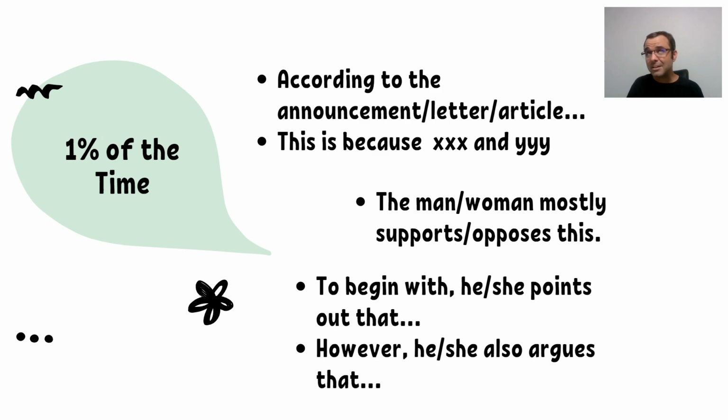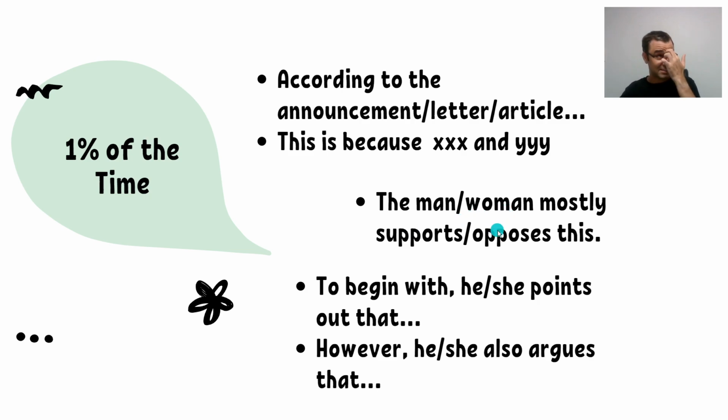Now, 1% of the time, you might get what we call a mixed opinion question. And in this case, the template is a little tiny bit different. It starts out the same with the same reading summary. But when you state the opinion, you're going to say the man mostly supports this, or the woman mostly opposes this. So in this case, it's a mixed opinion, but they still do support or oppose overall. So you're going to listen for that.